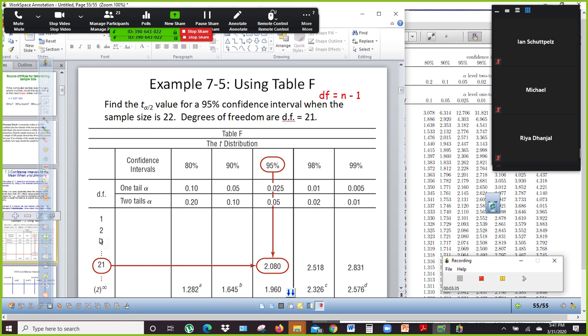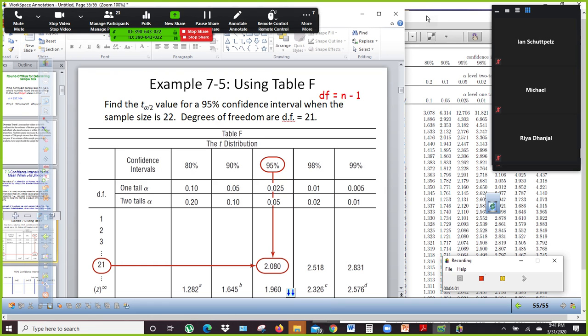And then slide down. So if my n is 22, my degrees of freedom is what? If n is 22, what's my degrees of freedom, everybody? 21. Yep, 22 minus 1, 21. So slide down to 21. That's the row you want. If I want a 95% confidence interval, I'll slide down that and I'll grab 2.080.